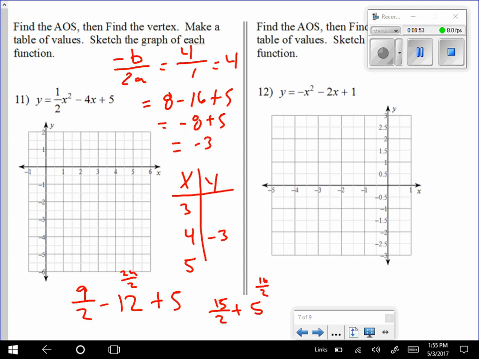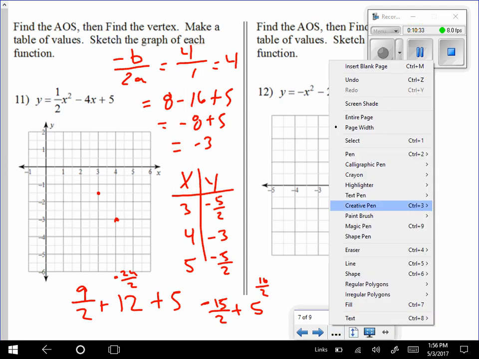I might have done something wrong here. This should be negative 16 halves because this is negative or plus a negative. So really what we end up with is negative 5 halves, or negative 2 and 1/2. Okay, so 4, -3, 2 and 1/2, so 3, -2.5. Oops, that's incorrect. That's at -1.5.